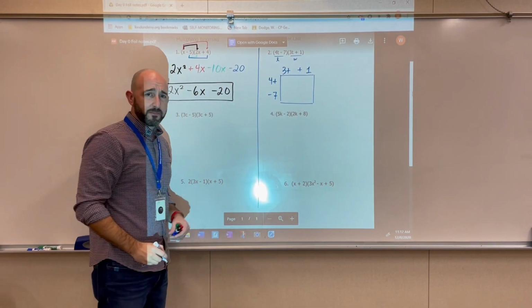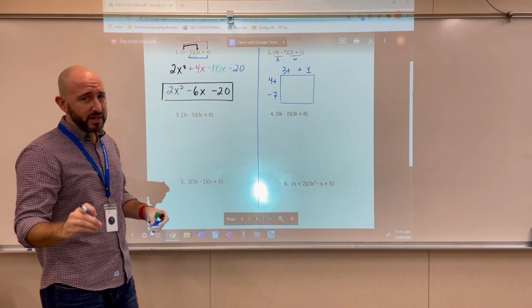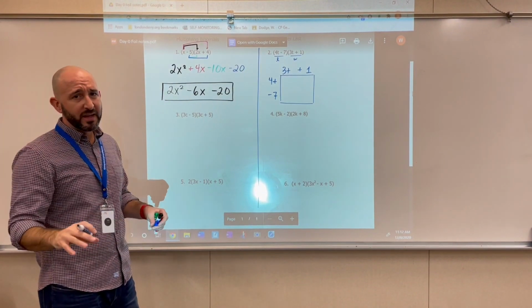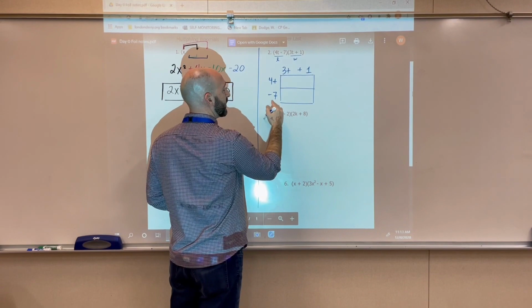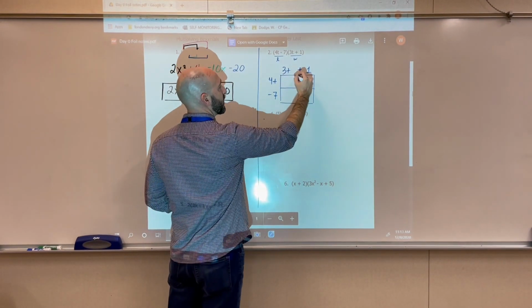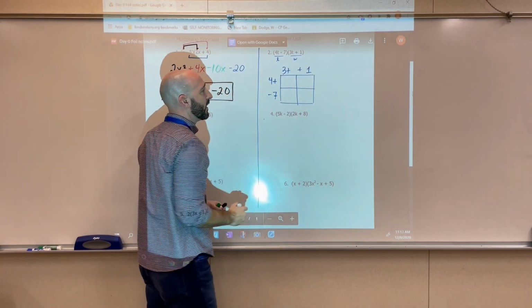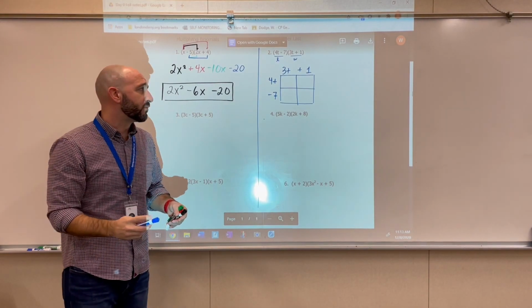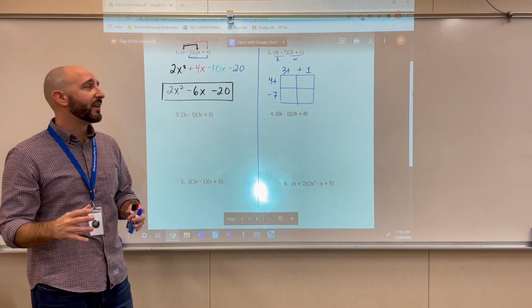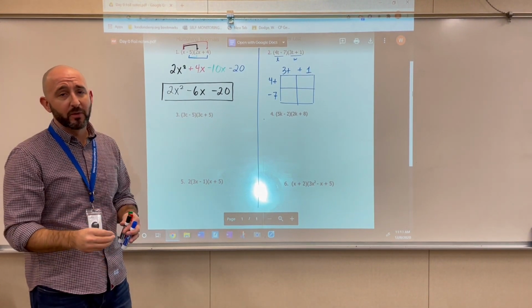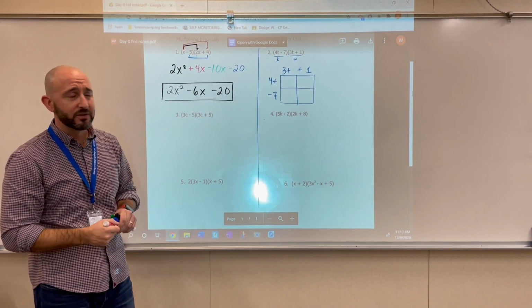would be the width. And then what I'm going to do is break that rectangle up into strips. So there's going to be a strip for 4t, a strip for negative 7, a strip for 3t, and a strip for 1. And now what you've seen is that we've broken up the larger rectangle into smaller rectangles, and we're going to find the area of each of those rectangles by multiplying the length times the width. So let's go ahead and do that right now.